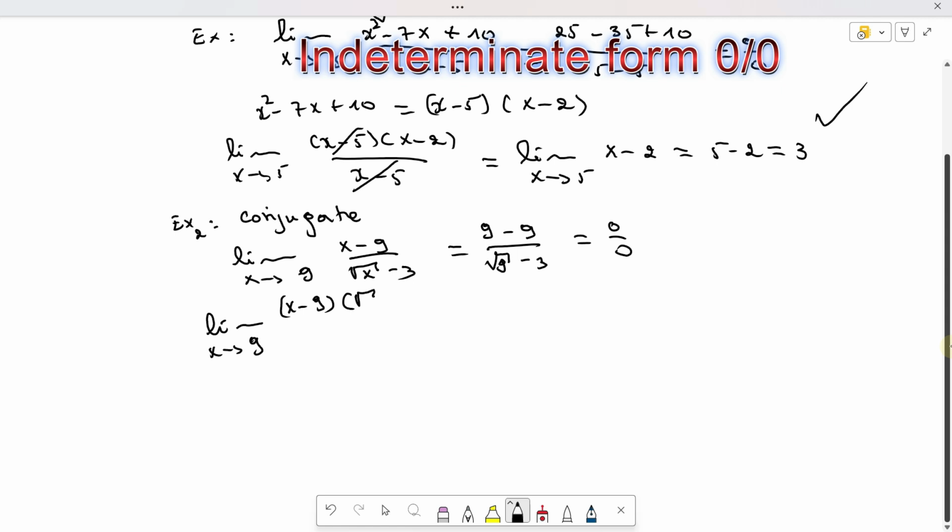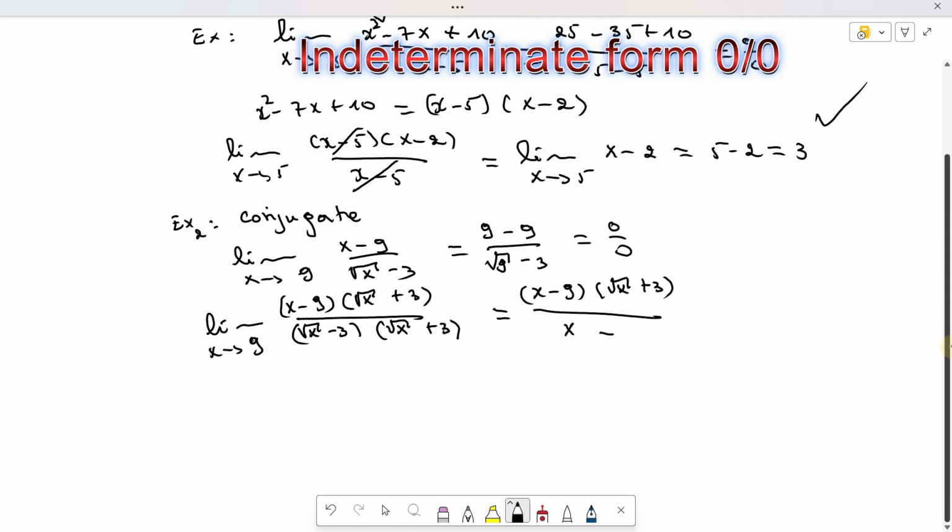The conjugate is the square root of x plus 3, then over square root of x minus 3 times square root of x plus 3. And you can see that this will be equal to x minus 9 times square root of x plus 3 over, then the denominator will be equal to, this is square root of x squared, which gives x minus 3 squared, then minus 9. Then x minus 9 and x minus 9 is simplified.